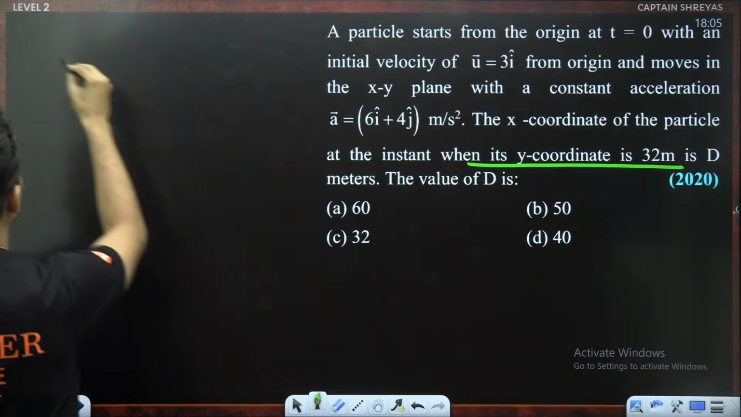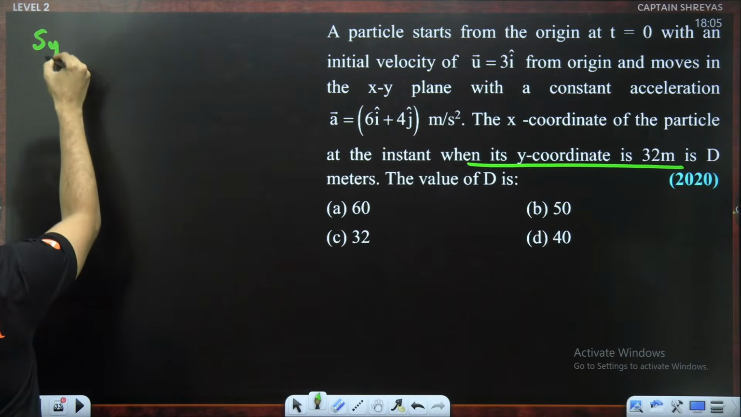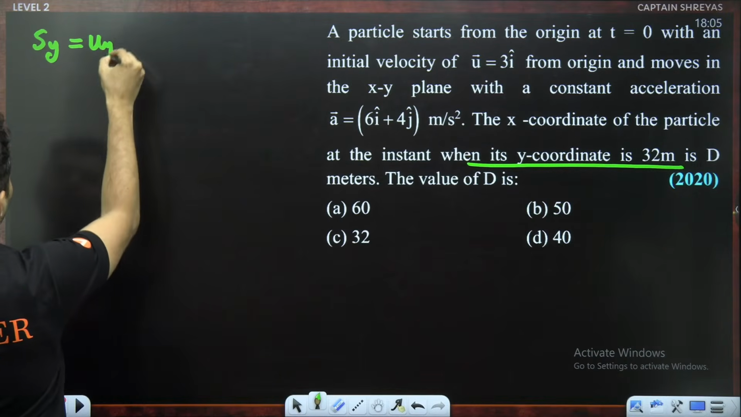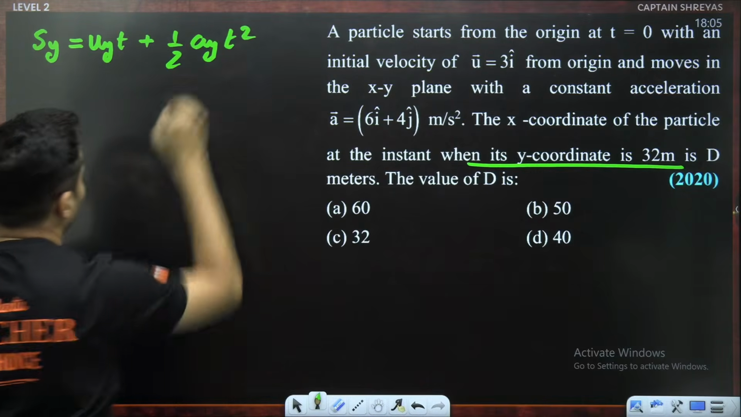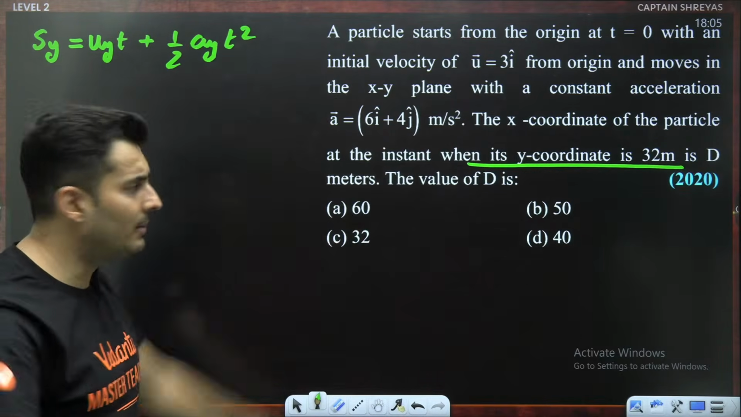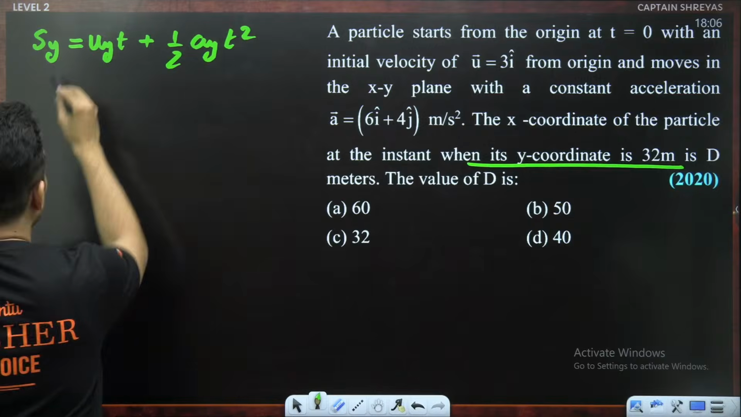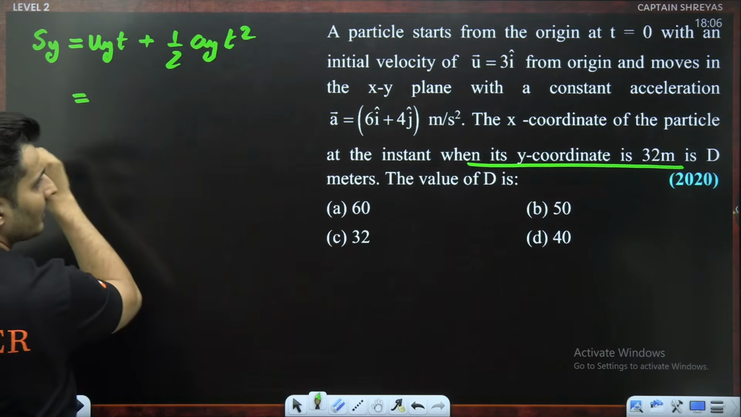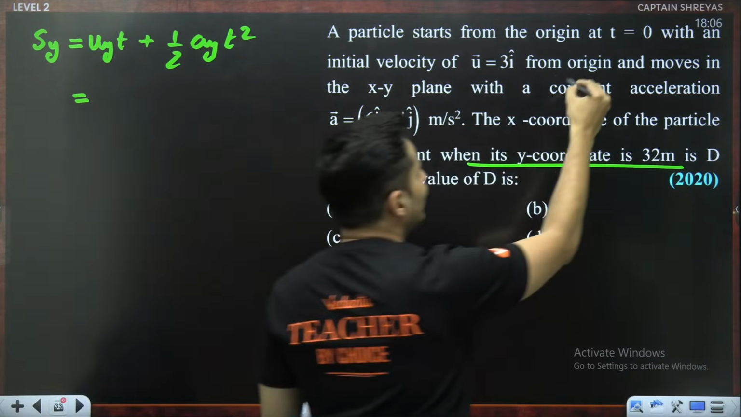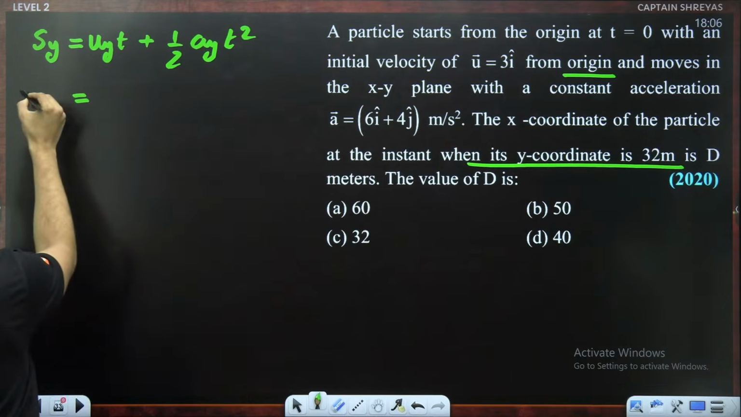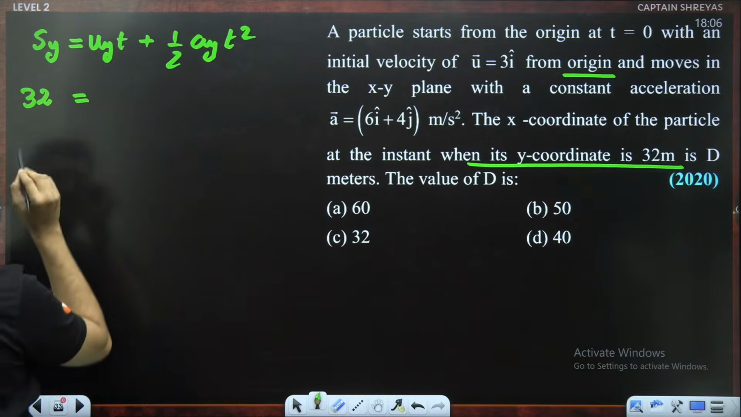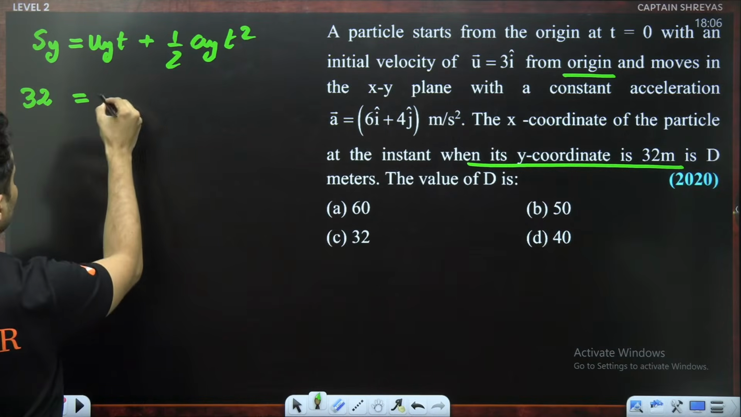And it is starting from the origin. So displacement in the y direction is uyt plus half ayt square, the second kinematic equation in the y-axis. Initially it was at the origin and it went through 32, so the displacement itself is 32 in the y direction.